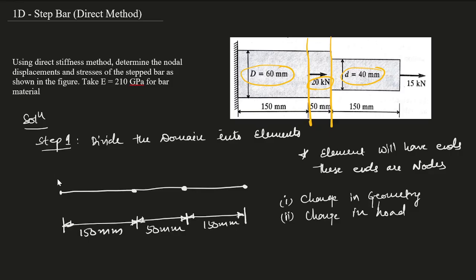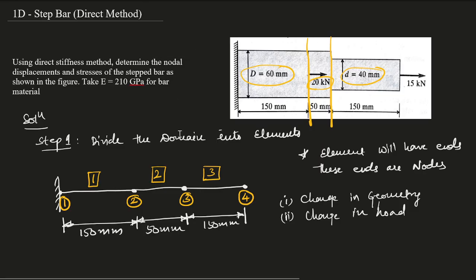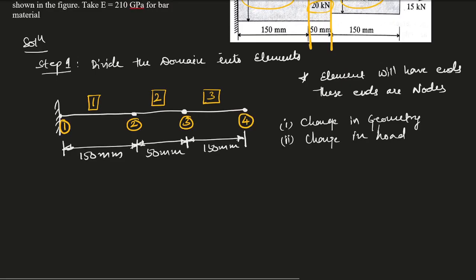This first node is a fixed end, so we have to give the numbering as well. This is our first node, second node, third node, and fourth node. This is our first element. To differentiate, I'm making it a square or rectangle. This is our second element, and this is our third element. So total elements are 3 and total nodes are 4.